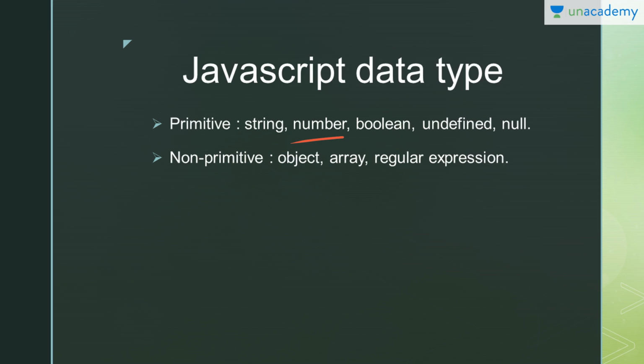Number: 1, 2, 3, any. Boolean value means true or false. Undefined means when you don't want to define something, I'll tell you about this further. But undefined basically means that when you don't want to define anything, when you want to empty a string or a variable. Null means nothing. Non-primitive, in this we have objects, arrays, regular expressions.